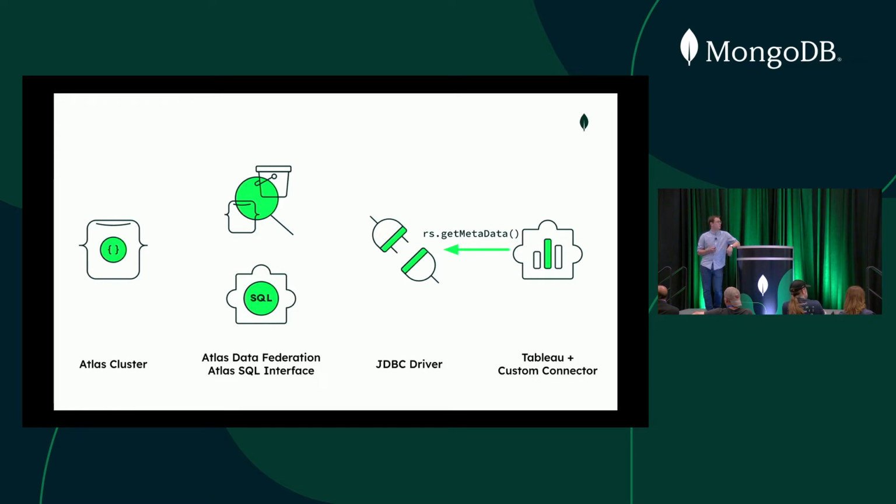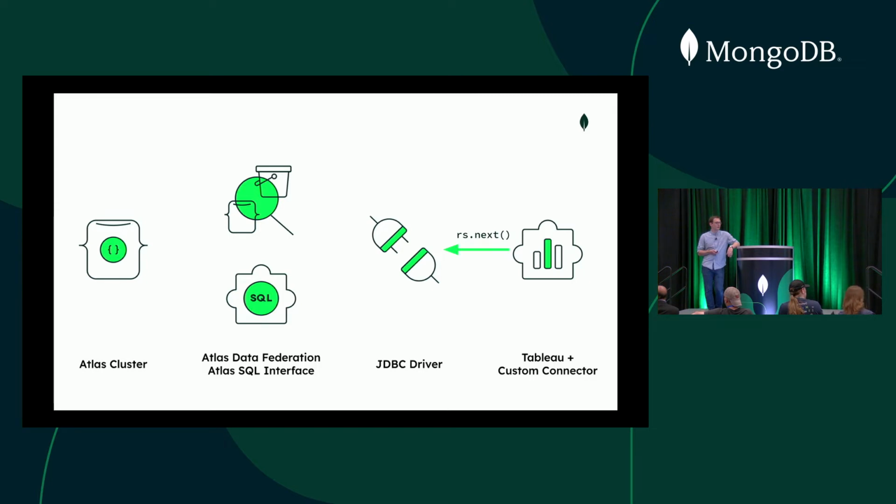When our custom JDBC driver receives the getMetadata method call, it's going to issue a SQL getResultSchema command to the Atlas SQL interface. Atlas SQL will compile the SQL query and use type inference to deduce the shape of the result set without actually executing the SQL query. It returns the description of this result set as a JSON schema to the JDBC driver, which will translate it into a result set metadata object and return it to Tableau.